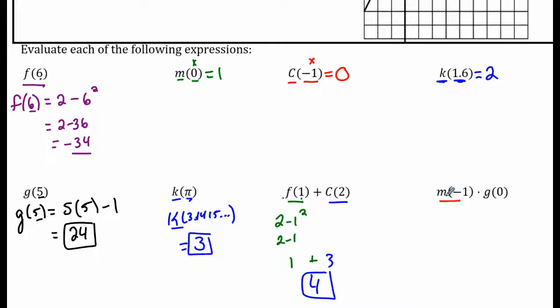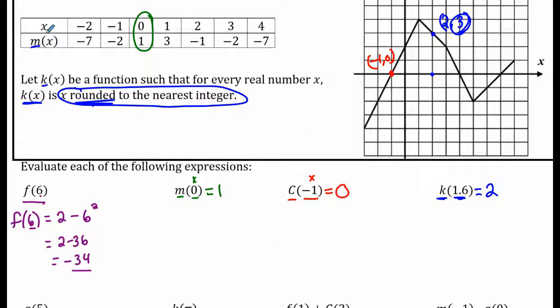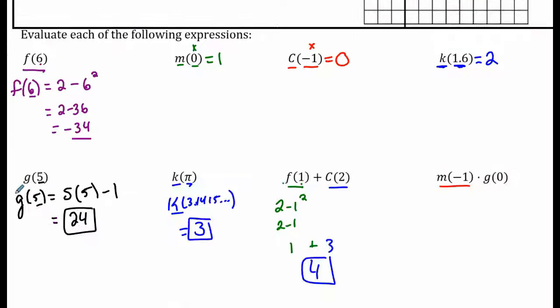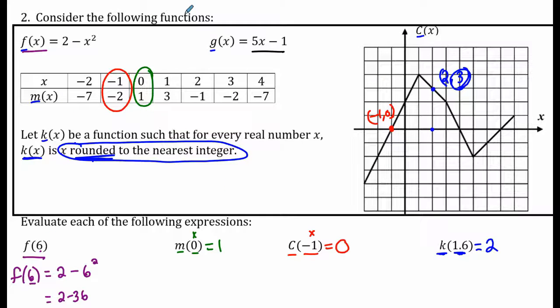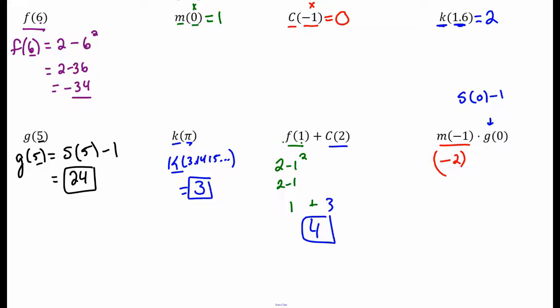So 1 plus 3 is better known as 4. And finally, m of negative 1. I'm inputting a negative 1. The output's negative 2. G of 0, g is this function here. G of 0 ends up being 5 times 0 minus 1, because that's the g function. 5 times the input minus 1. I get negative 1. Negative 2 times negative 1 is positive 2.